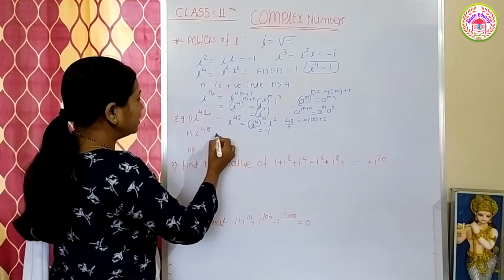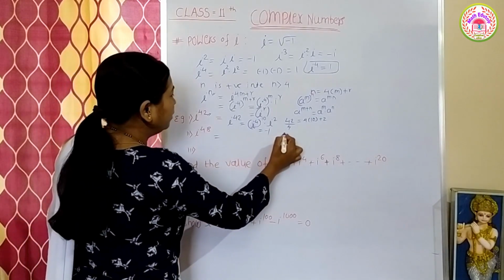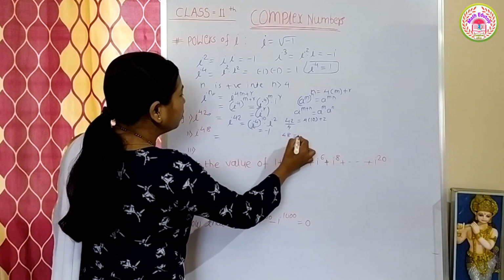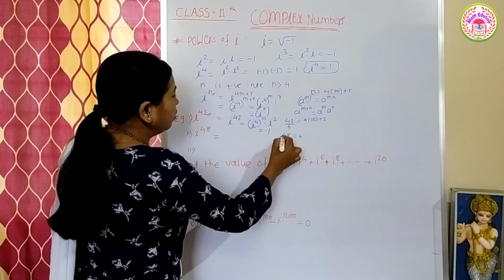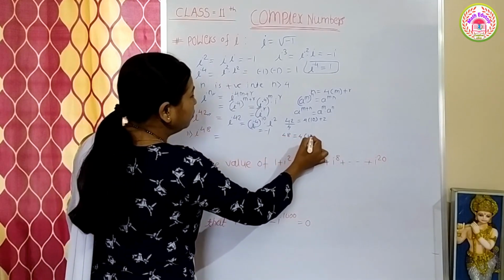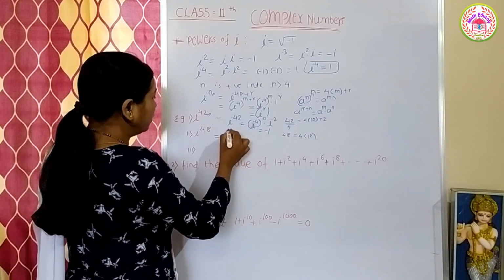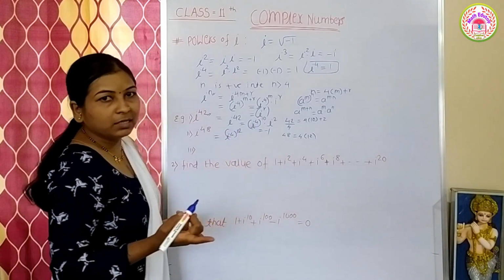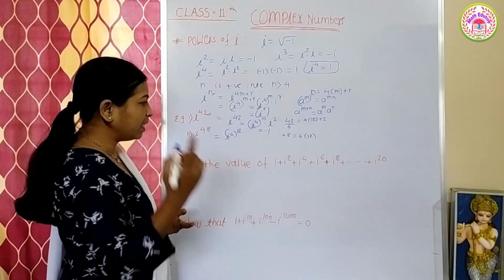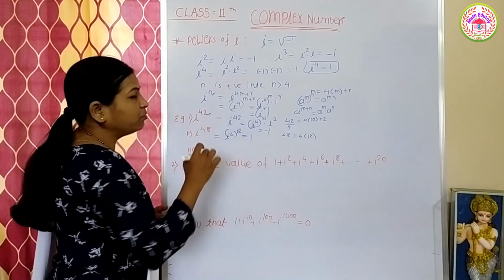Then something as next one, i raised to 48. Yes, divide this 48 by 4. When we divide this 48 by 4, we write this as 12, which is completely divisible because 12 into 4 is 48. Okay, then this i raised to the power 4 raised to power 12, remainder is here 0. i raised to 4 is identity, that is 1. 1 raised to 12 is 1, means i raised to 48 is 1.